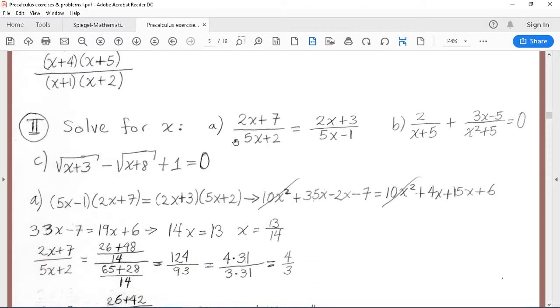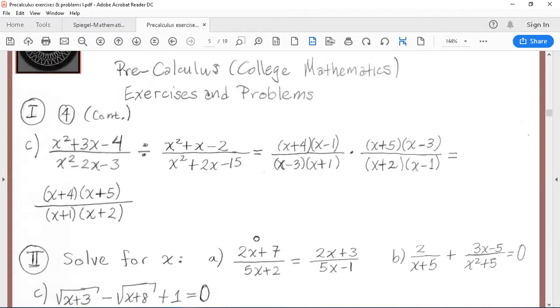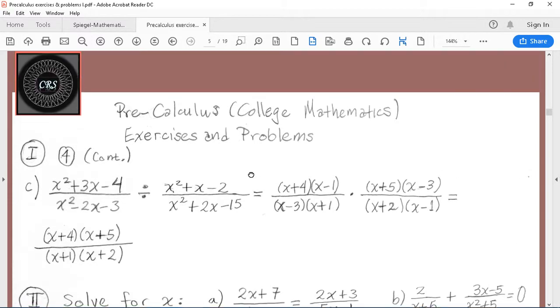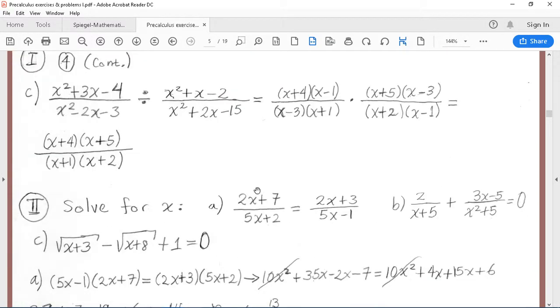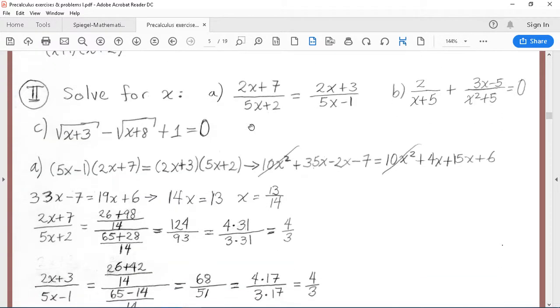Okay, now we have finished the exercise set involving simplifications, and in the next video we will go on with solving expressions for our variable x.